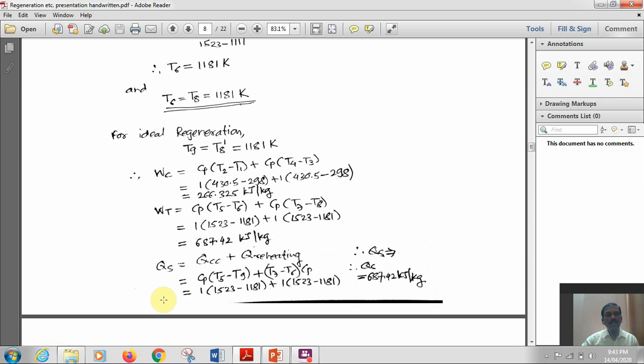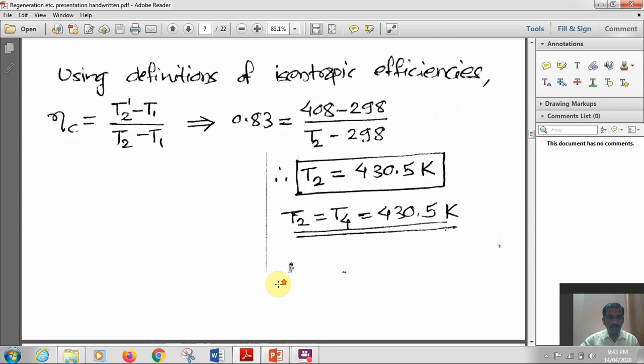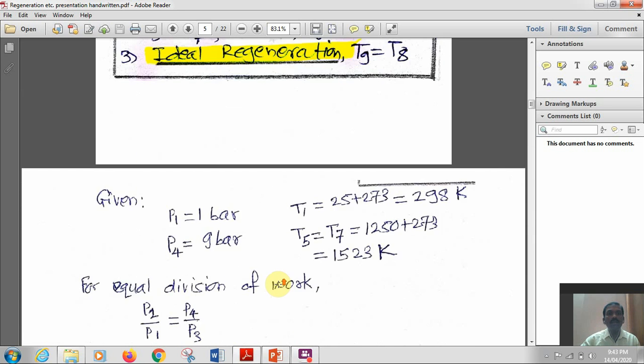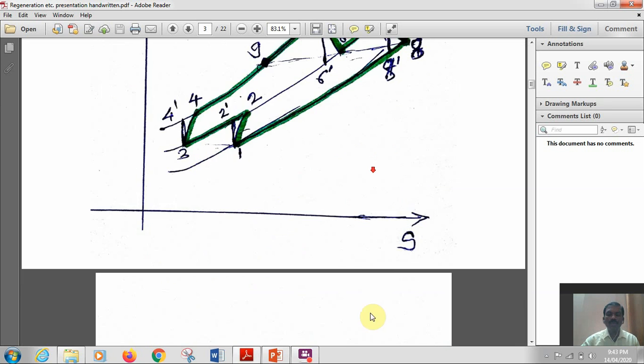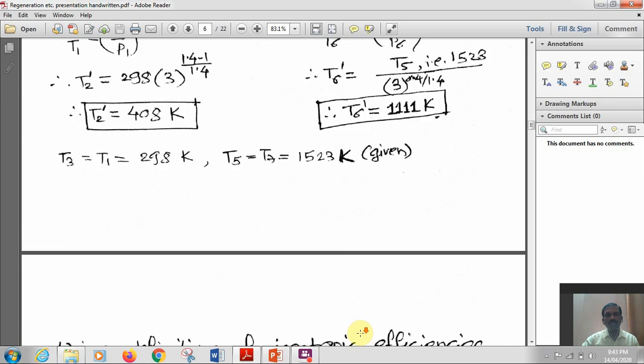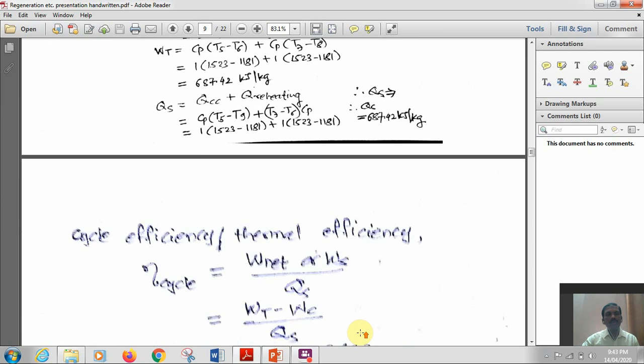Then the heat supplied is QCC plus reheating. Sorry, I forgot to add this particular heat. This is regeneration, so a lesser amount of heat is to be added, but this part, reheating, is an additional thing. T7 is known, T6 is known, so Cp (T7 minus T6) is to be added to the heat supplied, in addition to Cp (T5 minus T9). That will be QS.